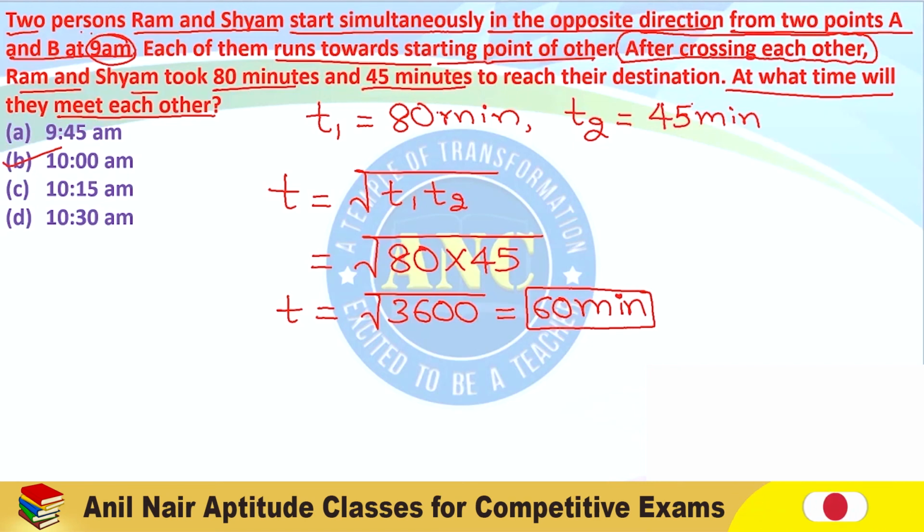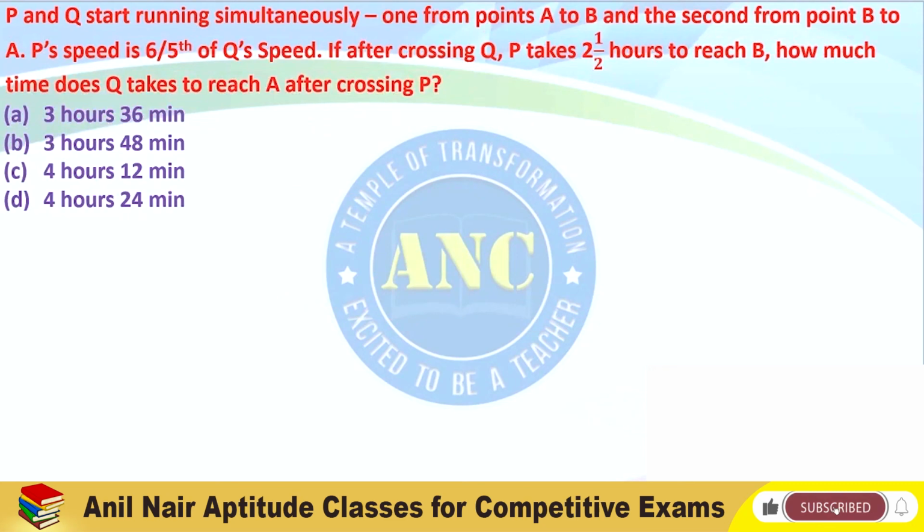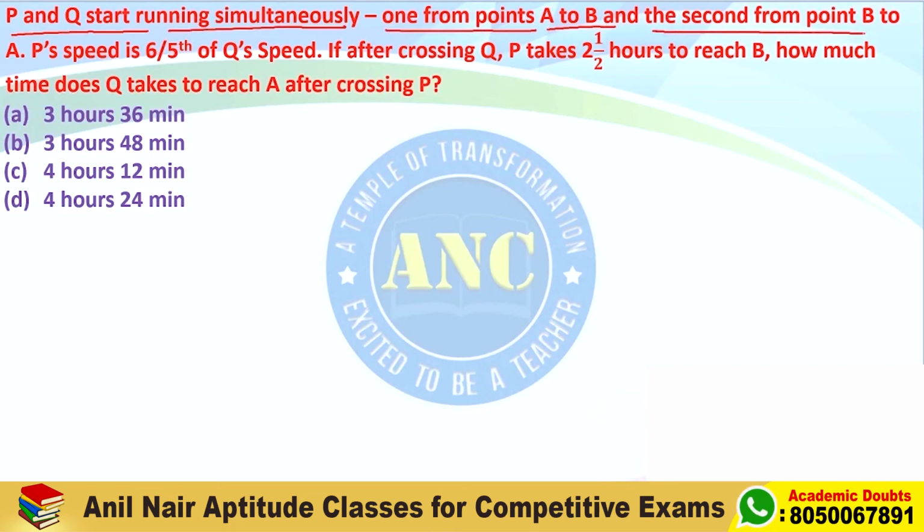I hope it is very clear what we have discussed in the concept and what we are solving in the last 3 problems also. Next question. Again pretty much a similar kind of question. See the question. P and Q start running simultaneously, one from points A and B and the second from points B and A. That means basically they are running towards each other in opposite directions.